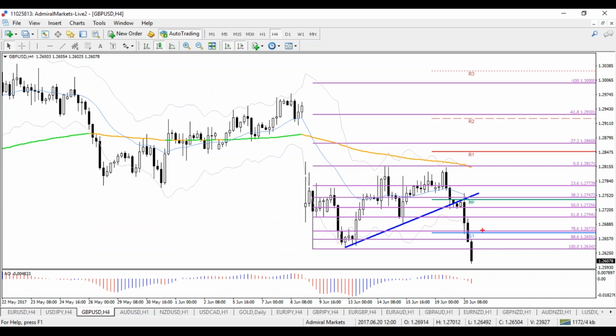Pound dollar broke the weekly pivot, broke through this blue trend line, and made a good dash so far. So this could be a wave 3 too. And it looks like we could see a follow through of that.